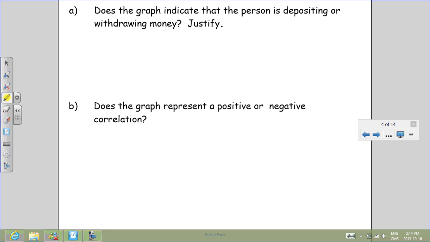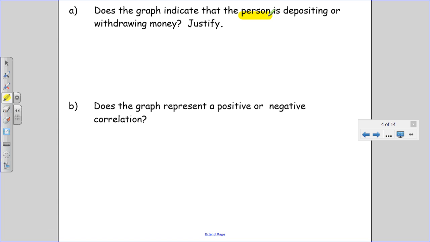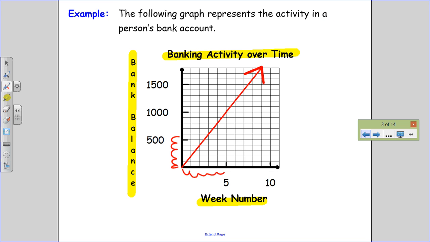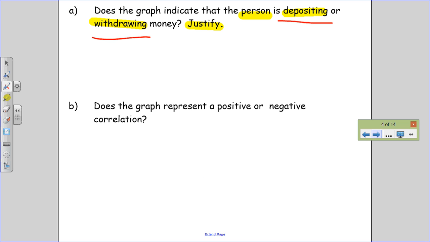Does the graph indicate that the person is depositing or withdrawing money? Justify. Let's read that again. You need to justify. So are they depositing or withdrawing? If I look, as the weeks increase, my bank balance also increases. So that would indicate that the person is depositing money.